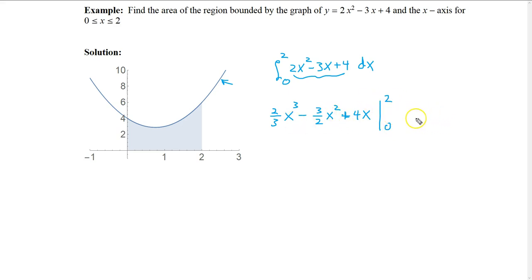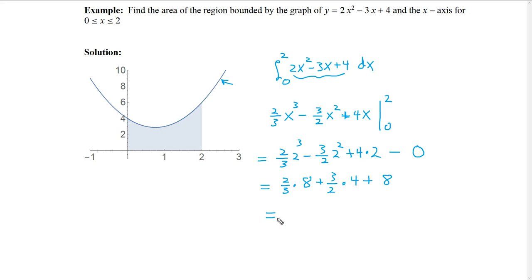we put 2 in for x, 0 in for x, and subtract those two numbers. And so what we're going to get is... and just note, if we put 0 in for each x here, we're just going to get back 0. So now this is going to equal... and then just evaluating this quantity, we're going to get 22/3, and that value is the area of the shaded region that we have here. So this area is 22/3.